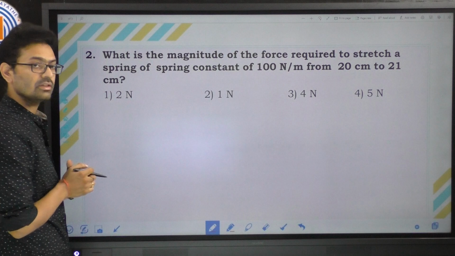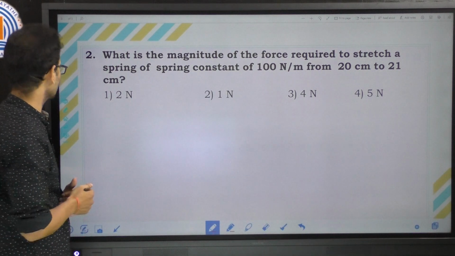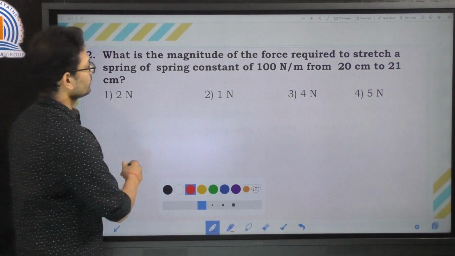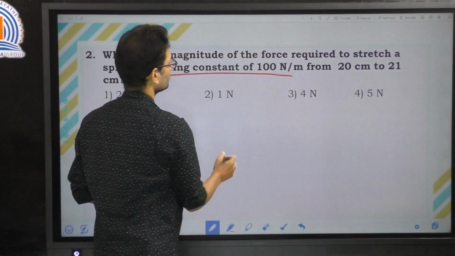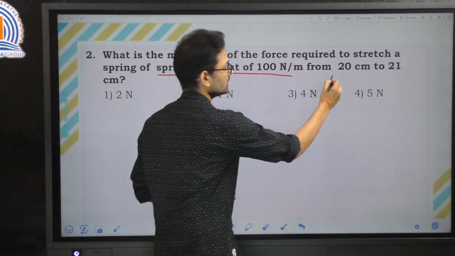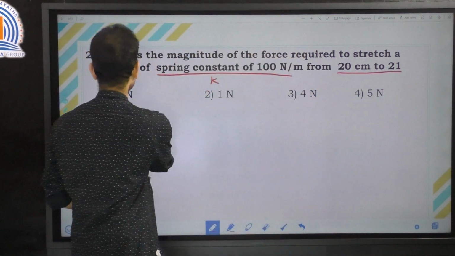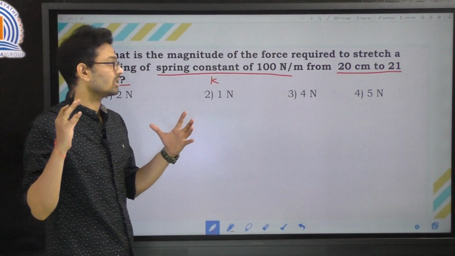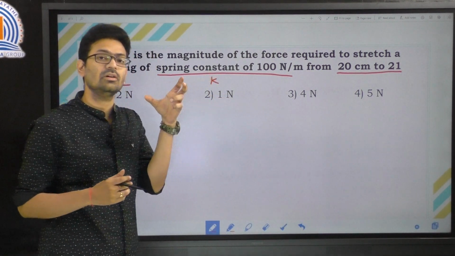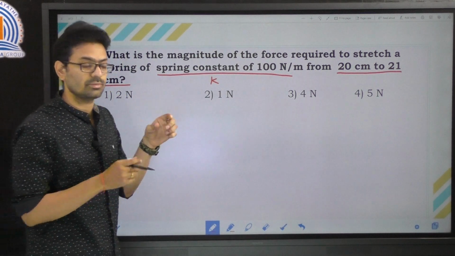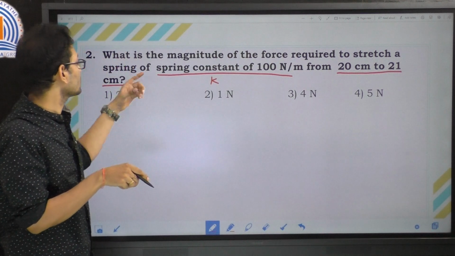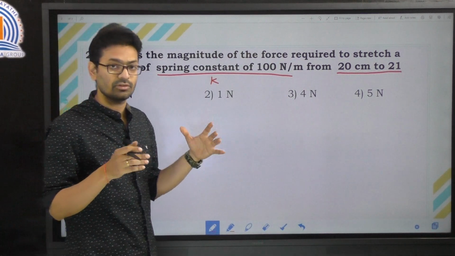Here the given data, if you are observing over here, is: spring constant is given, that means k value is given, that's good, and the change in length is given, that means how much it is compressed. So they extended from 20 centimeters. Already the length of the spring is 20 centimeters. They extended it to 21 centimeters by applying some force. I don't know what is that force. We have to find it out.